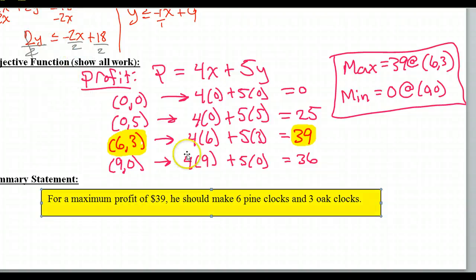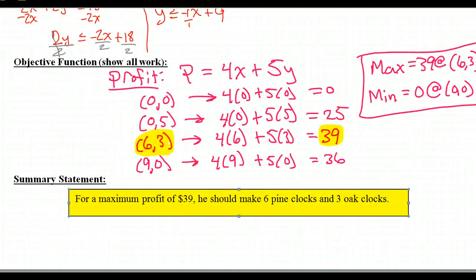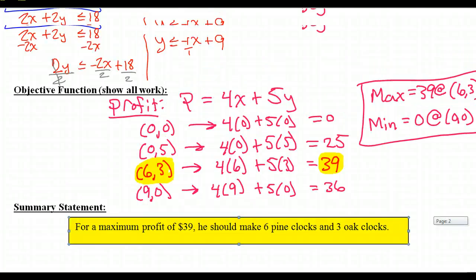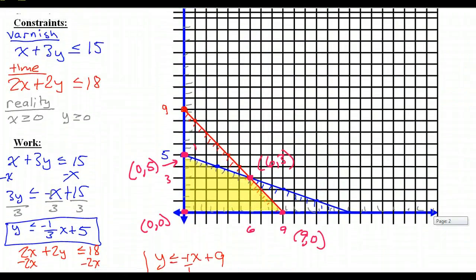And that is the end of not only this linear programming problem, but it's also the end of our entire review.